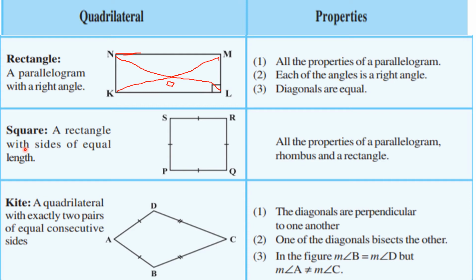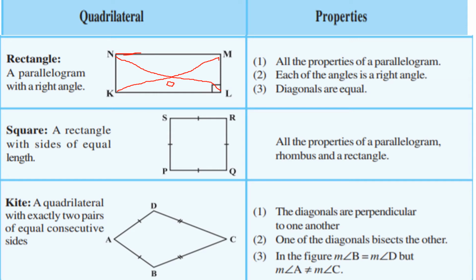Right. Next, come to the next type of quadrilateral, the square. A rectangle with sides of equal length. So, in a rectangle, if all sides are equal, then the rectangle becomes a square. Okay, my dear children. Now come to the properties of a square. All properties of a parallelogram, rhombus and rectangle. What are the properties satisfied by a parallelogram, a rhombus and a rectangle? All these properties are satisfied by a square. Okay, my children. Now let us discuss the properties of a square.